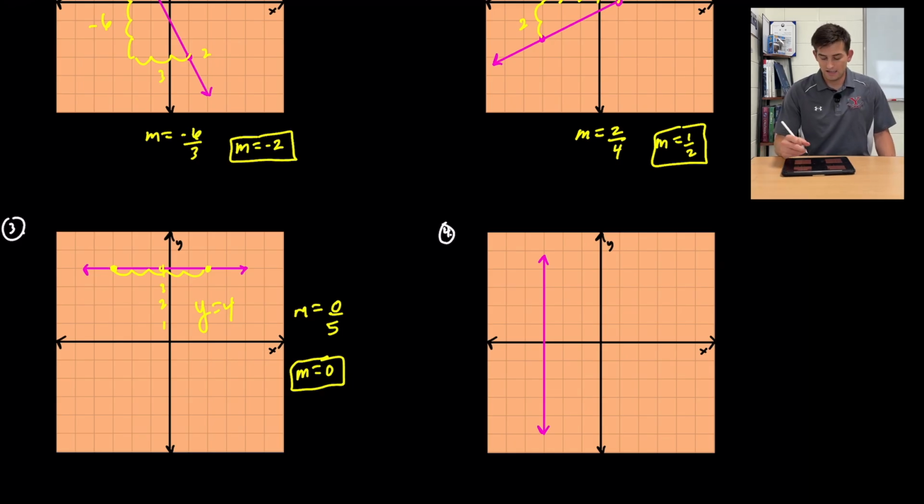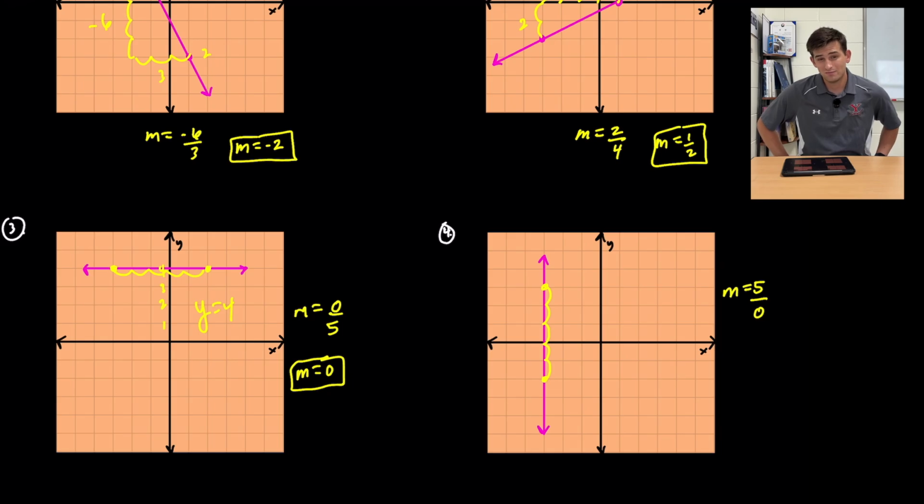Let's start with our rise. Well, let's just pick a couple points here. Let's say these two, right? Well, we're rising 1, 2, 3, 4, 5. Okay, but are we running at all? Do I go left or right to line up with the other point? No, we don't, right? So we would have to put 0 in the denominator.